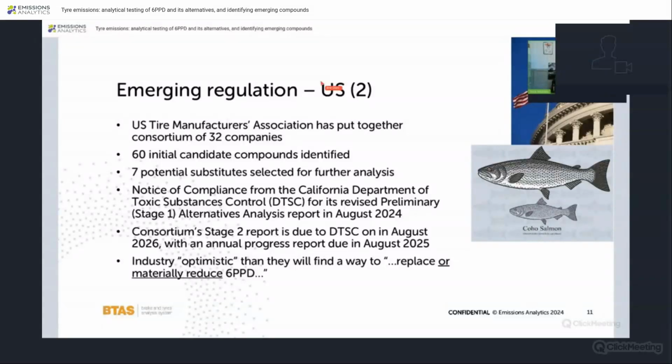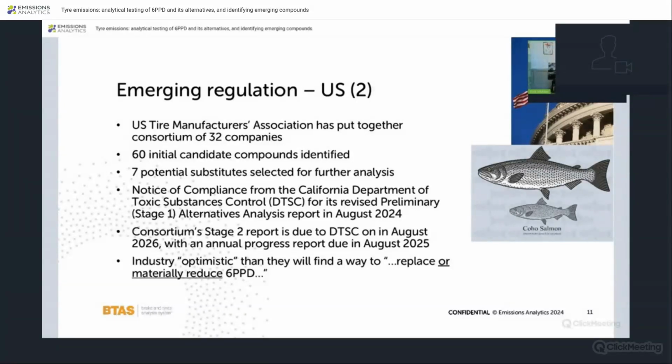And as of August this year, the California EPA, the Department for Toxic Substances Control, got approved this consortium to move to the next stage of the alternatives analysis, which needs to report by August 2026 with a midpoint August next year.